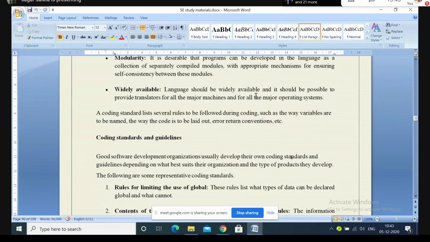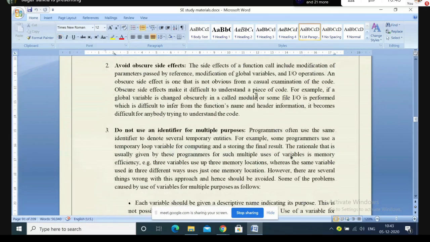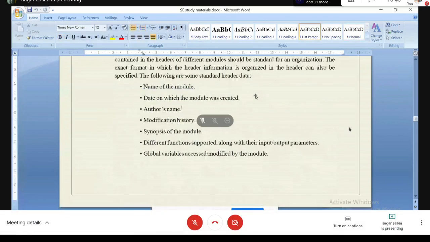Okay. So next is coding standards and guidelines. I will not do it today. This is very important from the examination point of view also.